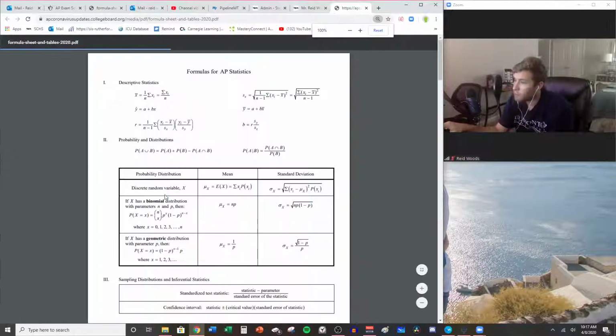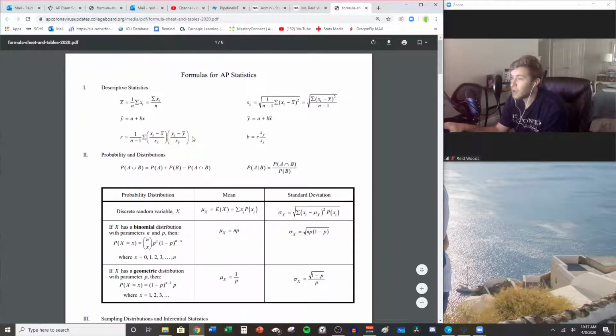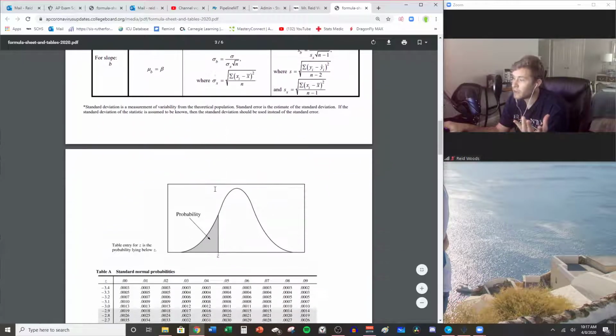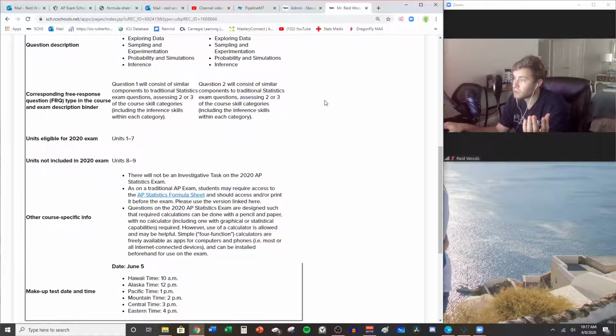Here is the formula sheet. This looks a little different than what we've been using in class, but it has all the same stuff on it. It's just ordered in a different way, but everything's the same. It has your tables here. This is something that will be available to you.